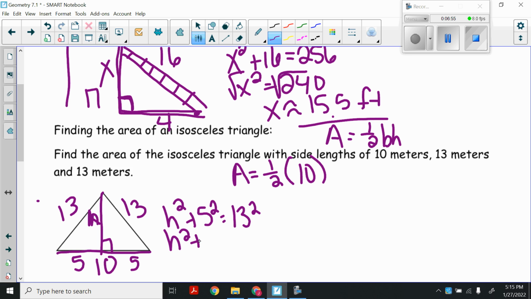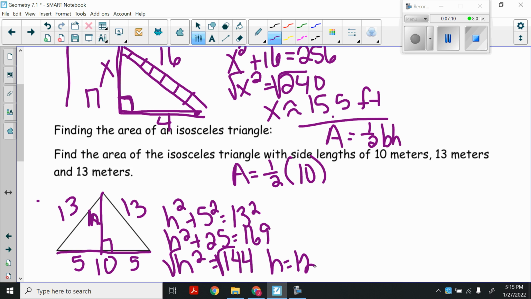So I get h squared plus 25 equals 169. So h squared equals, subtract 25 from both sides, and I get 144. Take the square root of both sides. This is a perfect square, so I get the height is 12.